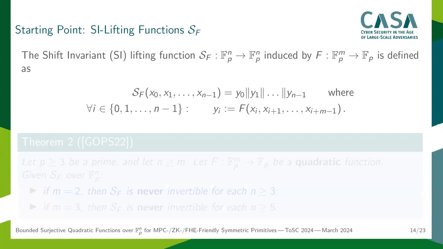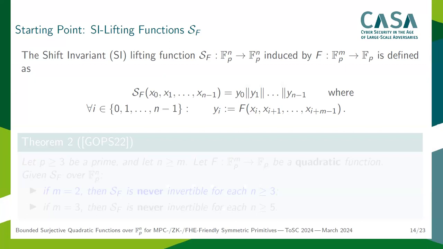What I instead propose is to use a result that we proposed last year at FSE. The idea is to have a local function that takes m elements as input and returns a single element in output. And we want to set up a function based on this on F_p^n, which is defined in this way. Each output y_i is defined as the local map applied to x_i, x_(i+1), and so on.